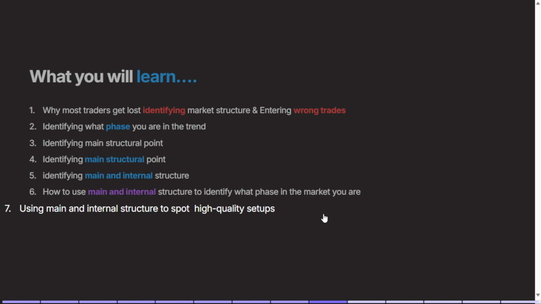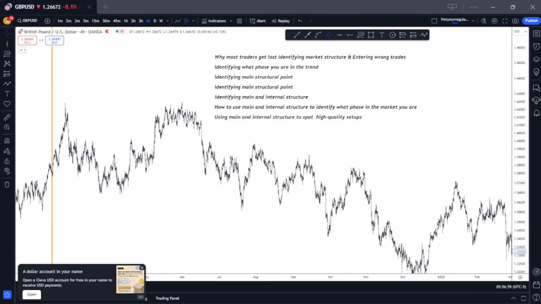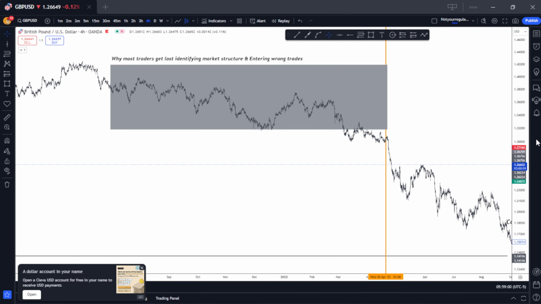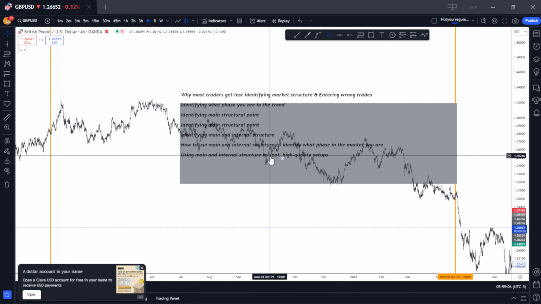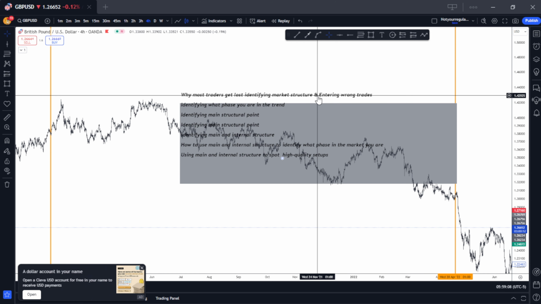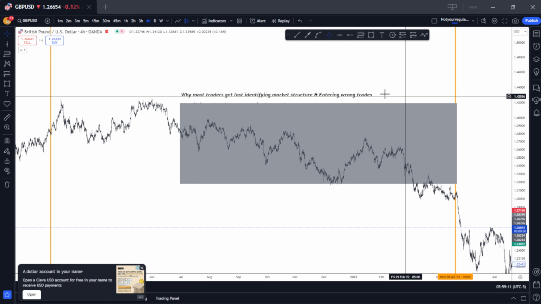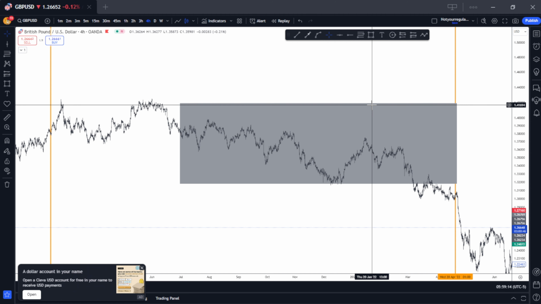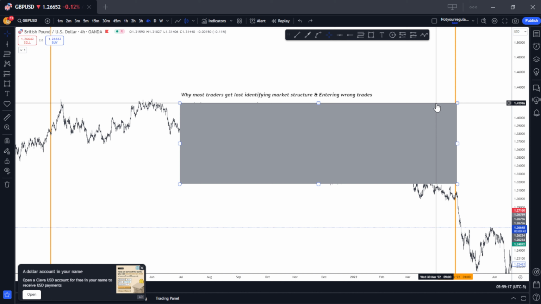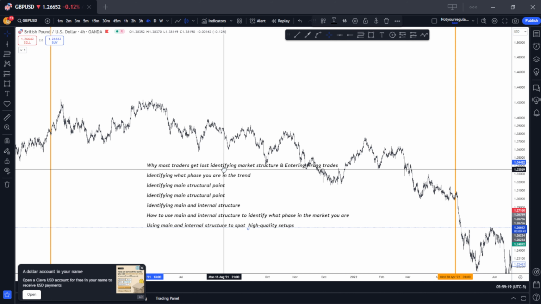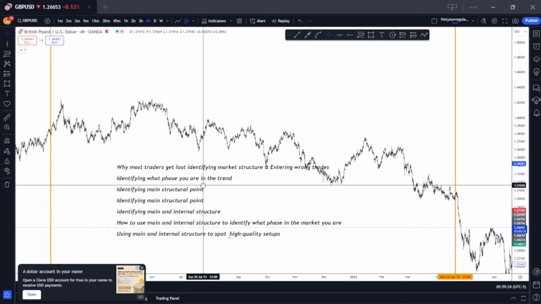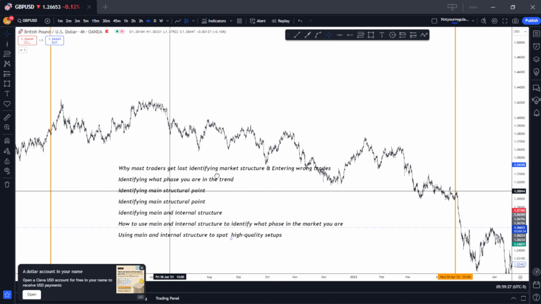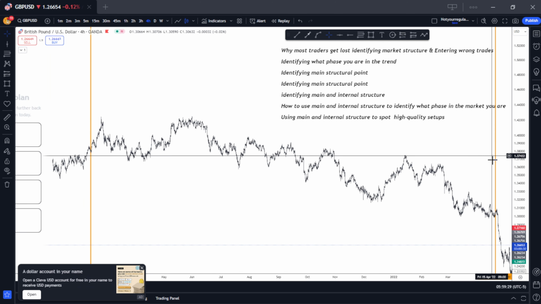Okay, so let's head over to the charts. Firstly, we're going to be talking about why most traders get lost identifying market structure and entering the wrong trades.